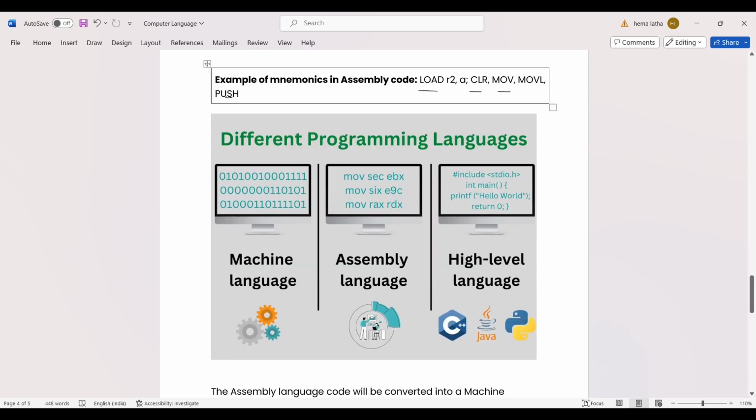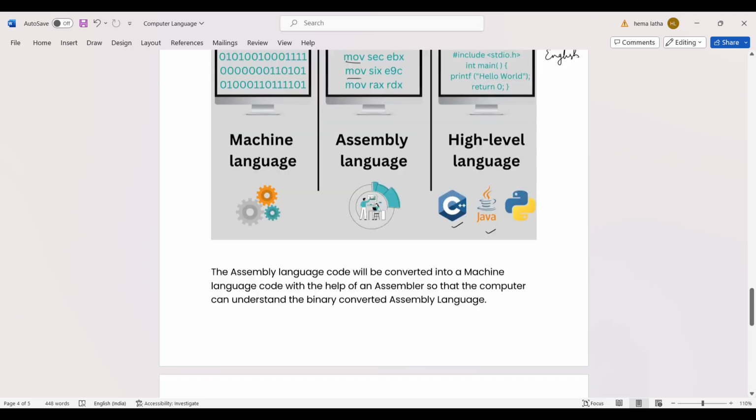Now you see this diagram, easily you can understand it. These are different programming languages. The first one is machine language, where you see only 0s and 1s. Here are certain commands, that is mnemonics, like move. And here is the program written in the English language. That is called the high level language, which can be easily understood by the human being. Examples are C, Java, Python, etc.